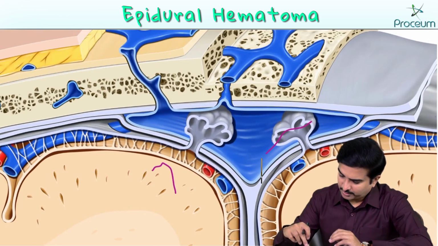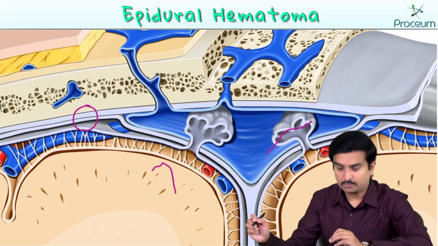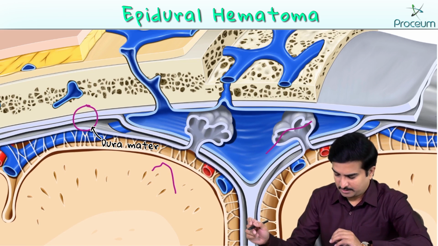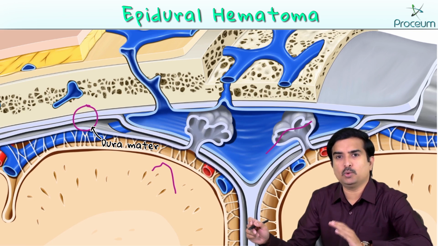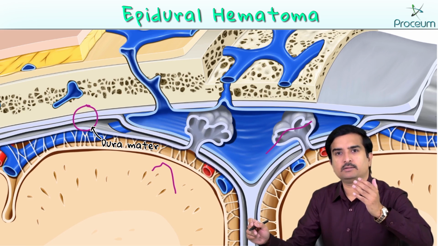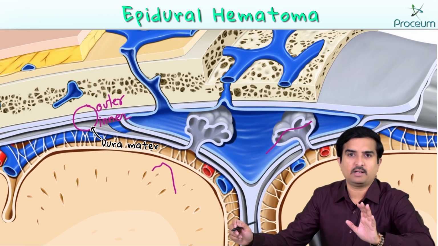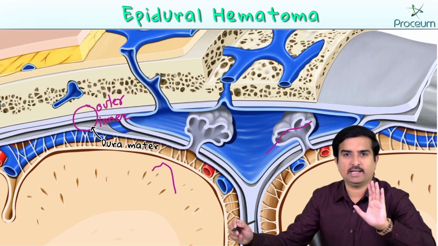If you concentrate on this image very clearly, what is the dura mater here? This is the dura mater. Can you see the dura mater? Yes, we can appreciate it. I think you can also see very clearly that it is made up of two layers, the outer one as well as the inner one. This is called the outer layer and the one below is called the inner layer. Remember, dura mater consists of two layers.